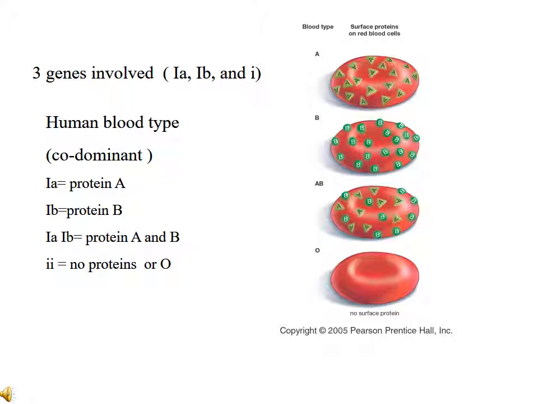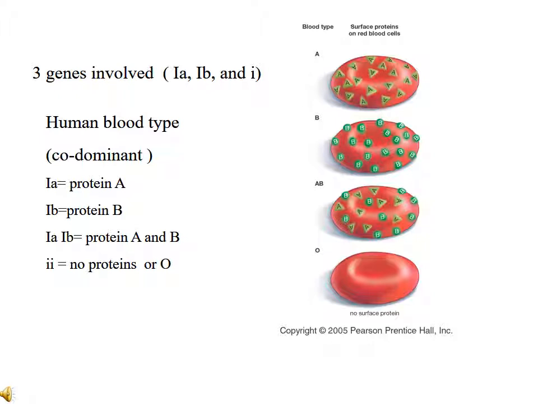So what controls these proteins? Remember, genes control the production of proteins. That's the hallmark of what we've been discussing all along, the basic principle of genetics and DNA production: DNA goes to RNA, RNA goes to protein. So genes control production of proteins. So now let's look at this business of codominance.